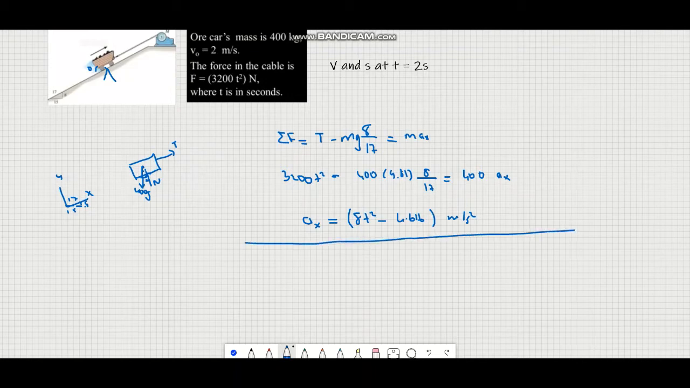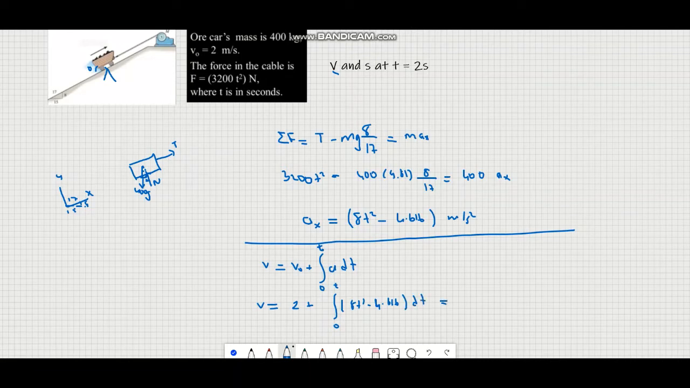So okay, if we find the ax, we want to find the velocity first, because the question is to find the velocity and position. For velocity, we know that it is v0 plus the integral from 0 to t of a dt, which is going to give us the velocity at this time period. Okay, v is equal to, our first velocity is 2 plus the integral from 0 to t of (8t square minus 4.616) dt.